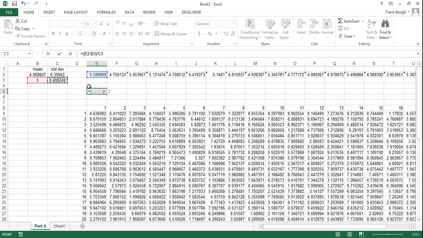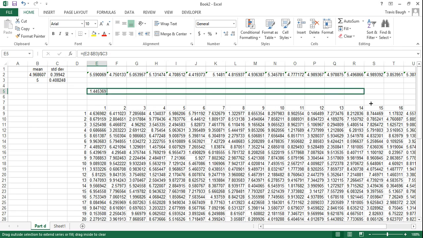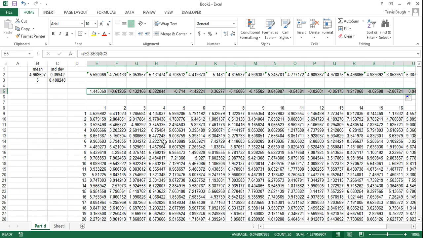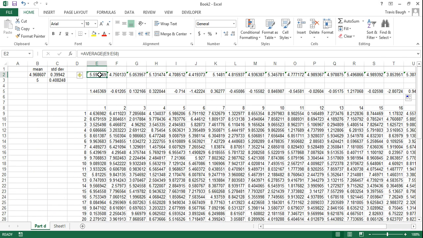And because I want to copy this formula across, I'm going to put a $ in front of that B and a $ in front of that C. And then I'll copy it across. Okay, so what I've just done here is I've converted that value there to a standardized value, that value there to a standardized value, and so on. So these things here now represent 20 standardized values.